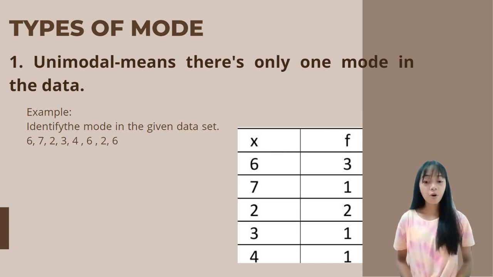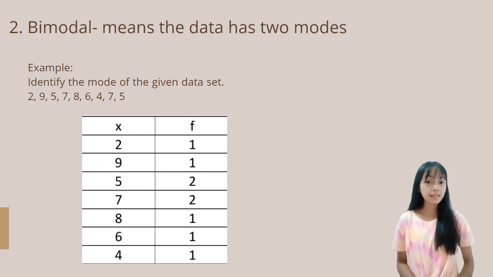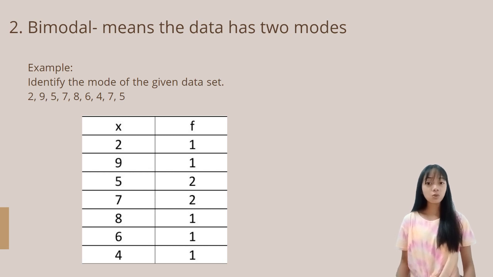The second type of mode is called bimodal, which means the data has 2 modes. Example, identify the mode in a given data set: 2, 9, 5, 7, 8, 6, 4, 7, and 5. So, just like the other one, the first thing you need to do is to make a table. The table will make it easier for you to identify the mode. The mode in this given dataset is 5 and 7. This mode is called bimodal since it has two modes.